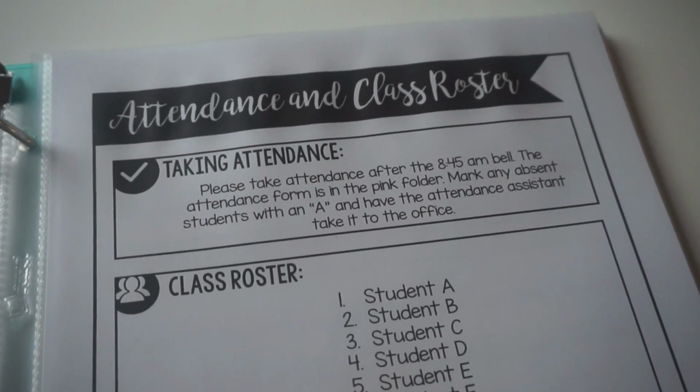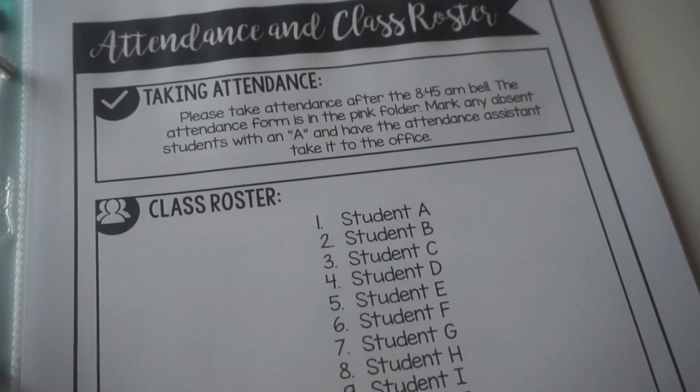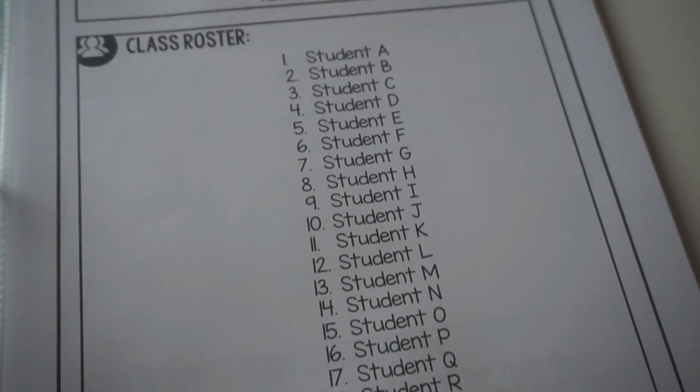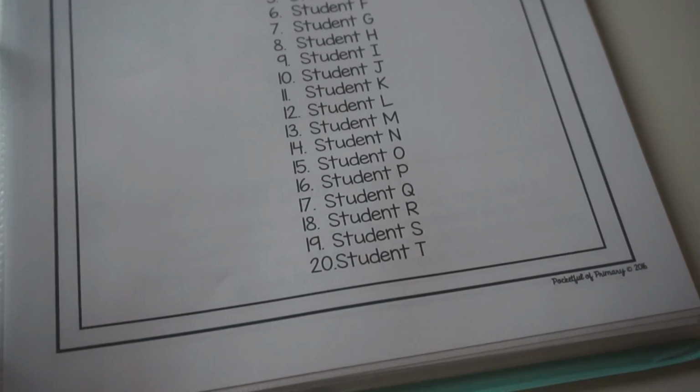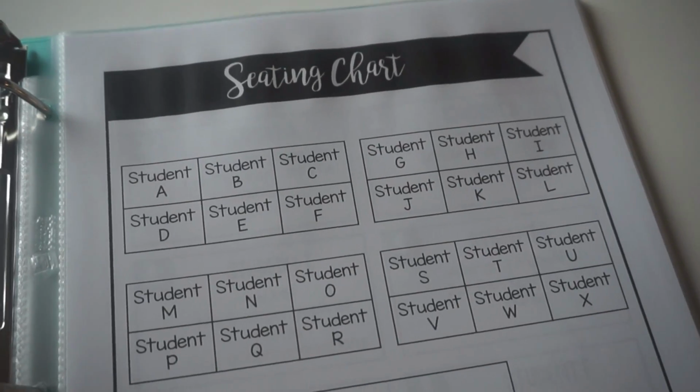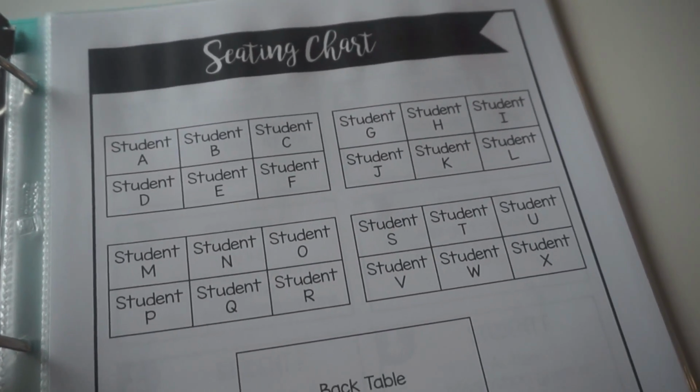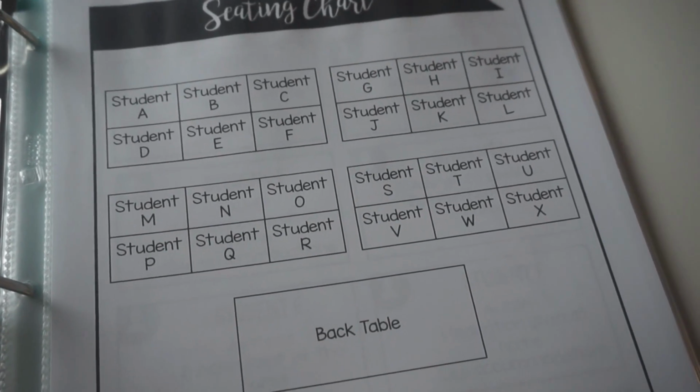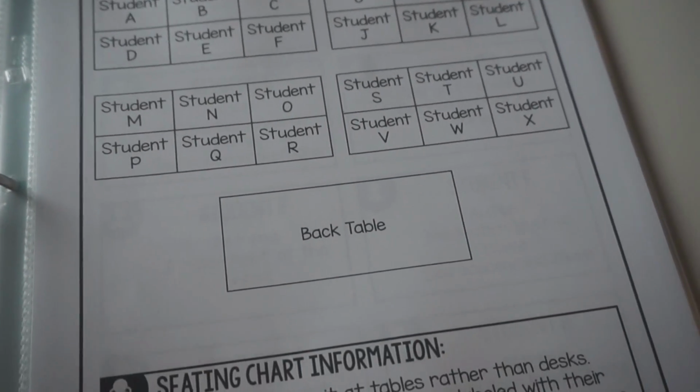The next page just has quick information on taking attendance, and then I do put my student roster here. Again, these are not my students, this is just a sample page. The next page is just a seating chart, and I do make sure that whenever I change student seats, I do update this in my substitute binder.